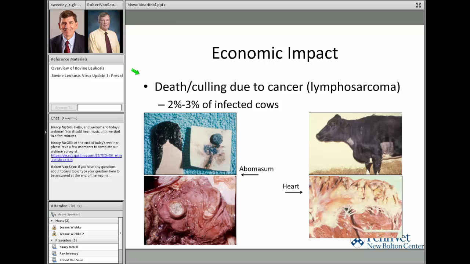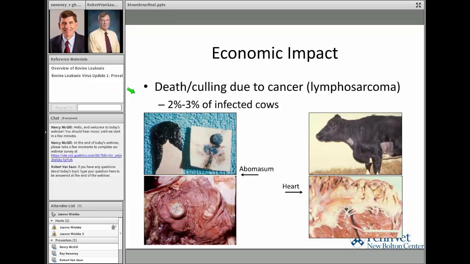Take for example a herd with 200 milking head and half of them are infected. With this kind of a rate, you're only going to be seeing maybe 1 or 2 cows a year that have developed cancer that have to be culled. And so there's an impact, but it's not nearly as much as some of those other diseases.